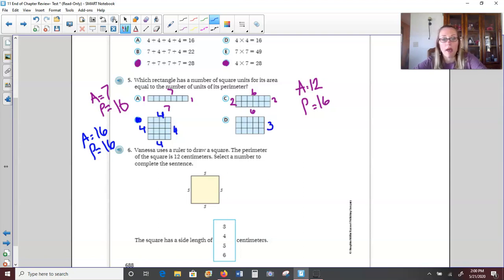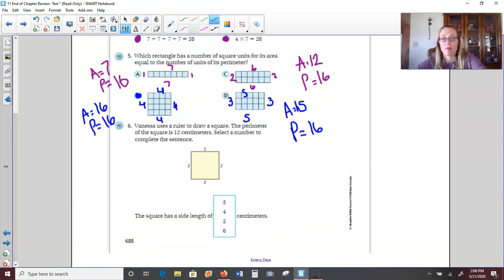So if we have 3 units on the sides, 5 for the top and bottom, area is length times width, so 3 times 5 equals 15, and perimeter is our distance around. 5 plus 5 is 10, 3 plus 3 is 6, 10 plus 6 is 16. So close. We're going to stick with letter B.